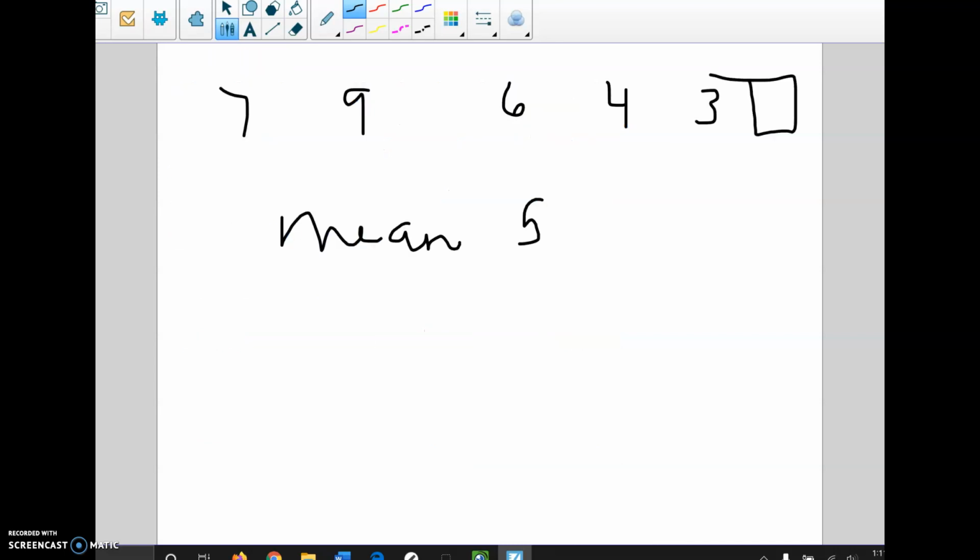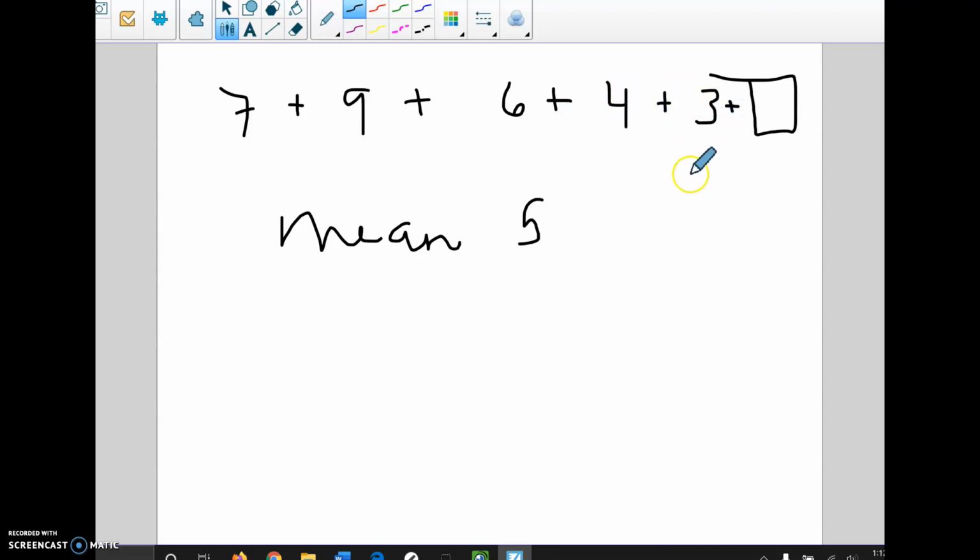Okay, one more problem. So I have these numbers, 7, 9, 6, 4, 3, and a mystery number. And if I find the average or the mean of these numbers, the mean is 5. How do I go backwards and figure out this mystery number? Okay, so write these numbers down, and to find the mean, what you do is you add together all the numbers. But one of these numbers, we don't know what it is. It's a mystery.